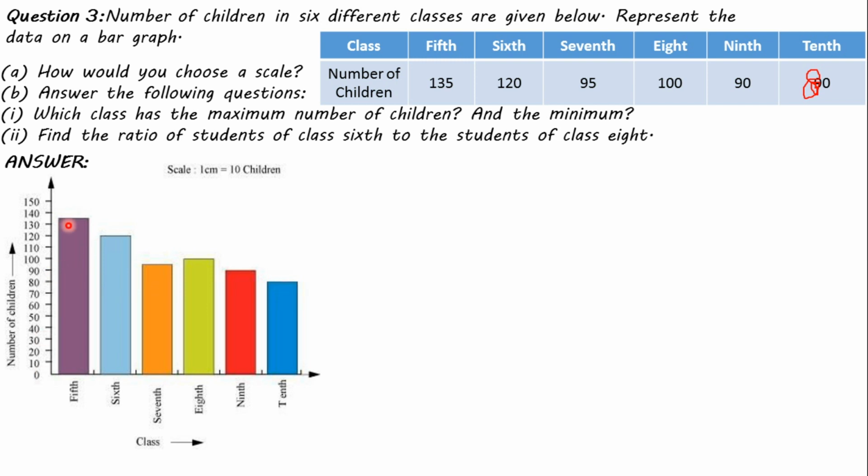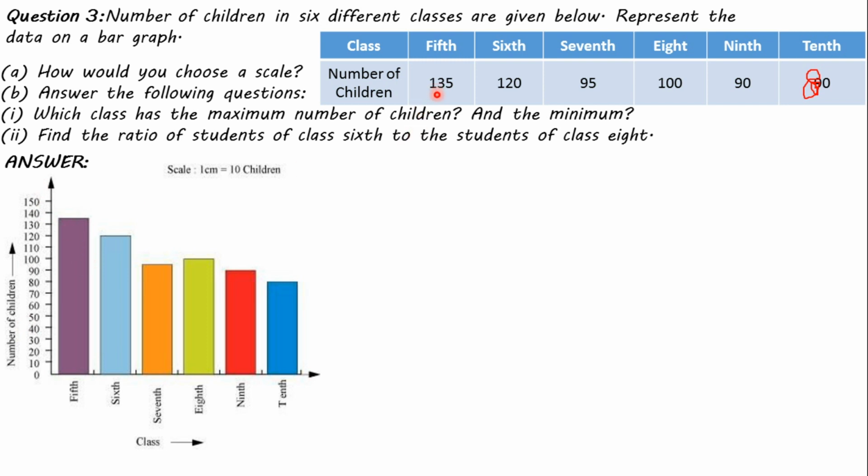Okay, so here you can see that the 5th class has 135 students. I already explained that if you are taking the scale of 10, here I have taken the scale of 10. It means between each box you should give a gap of 10. So the first number is 0, then the next number should be 10, then 20, 30, 40, 50, up to 150 you can represent here.